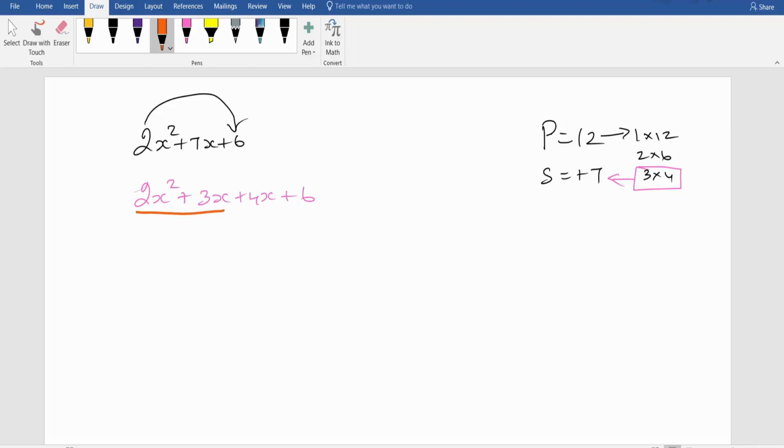So here, 2 and 3, there is no common factor. So I cannot take 2 out or 3 out. So it is only one number, that is 1. X square and x, I'll take x commonly out. So this will become 2x plus 3.